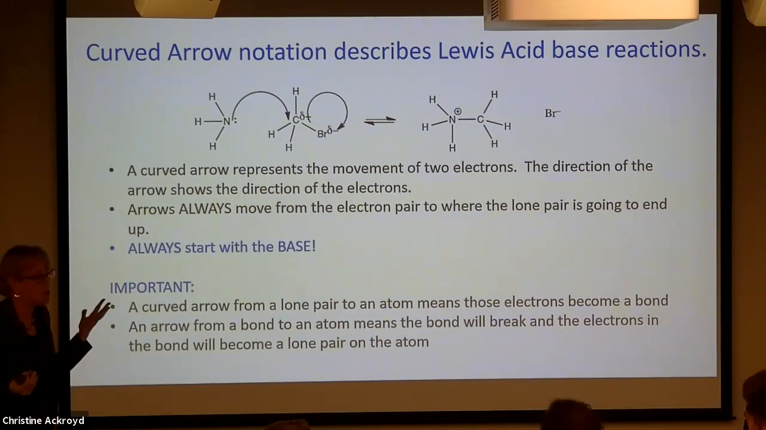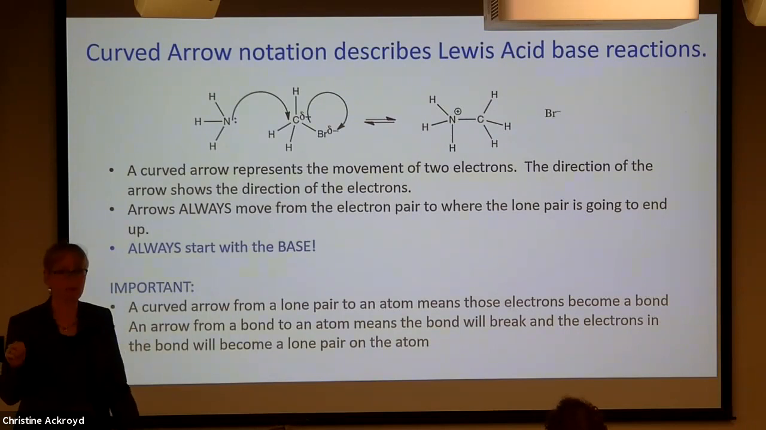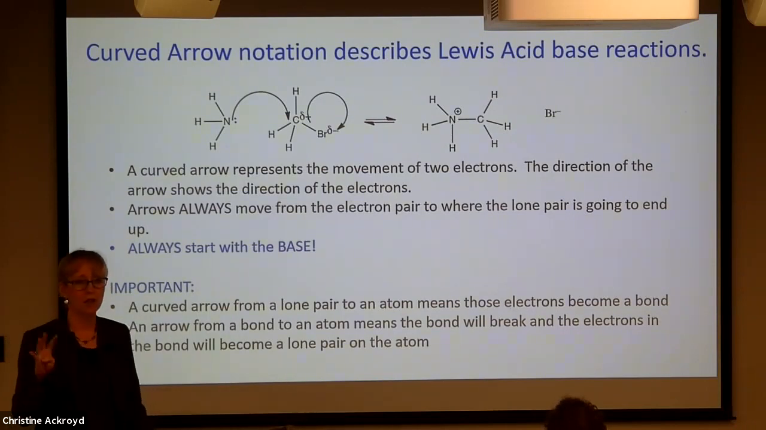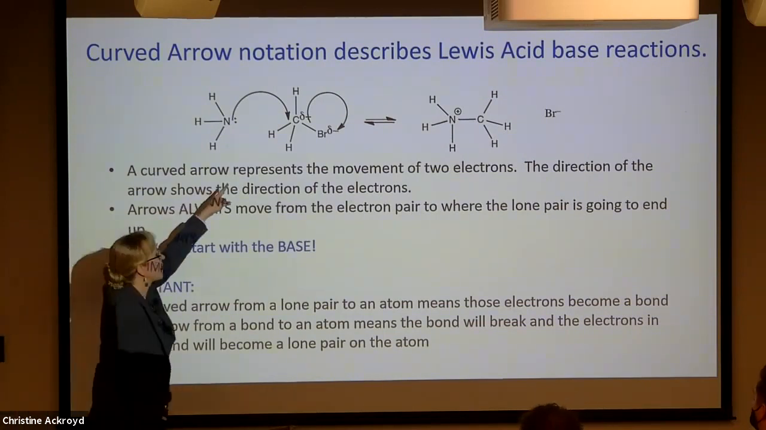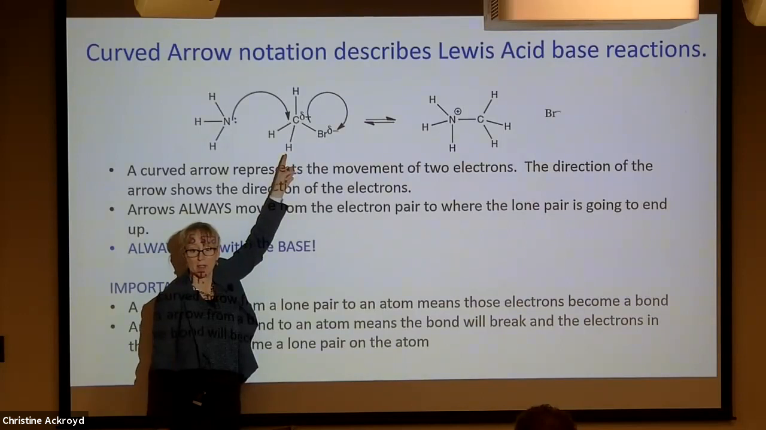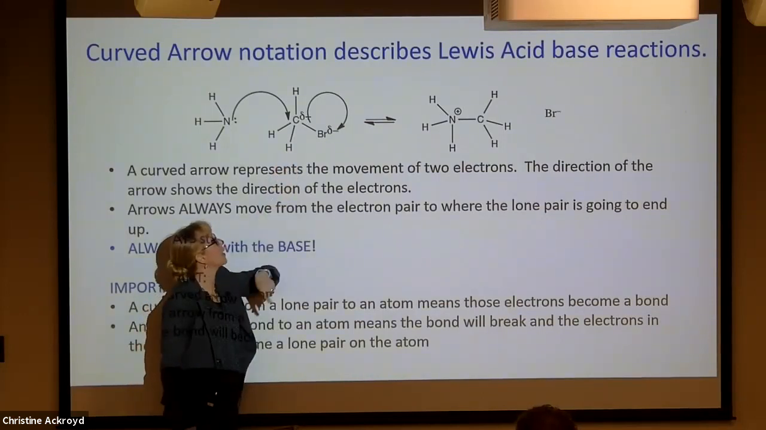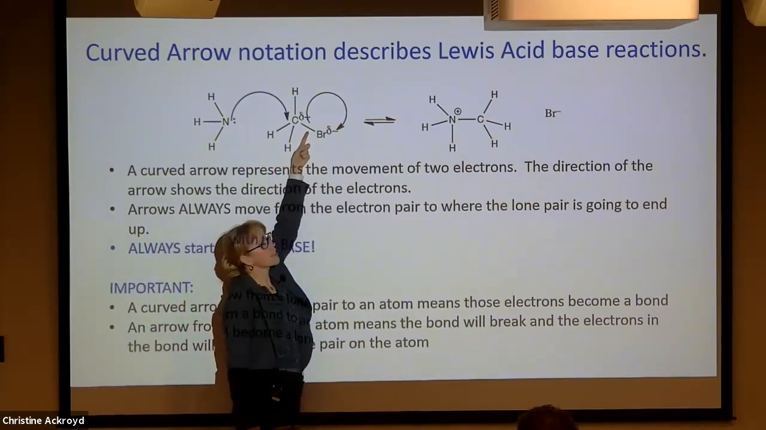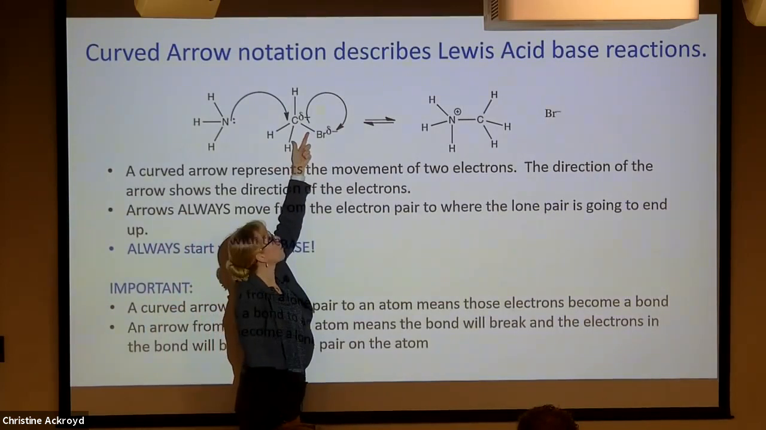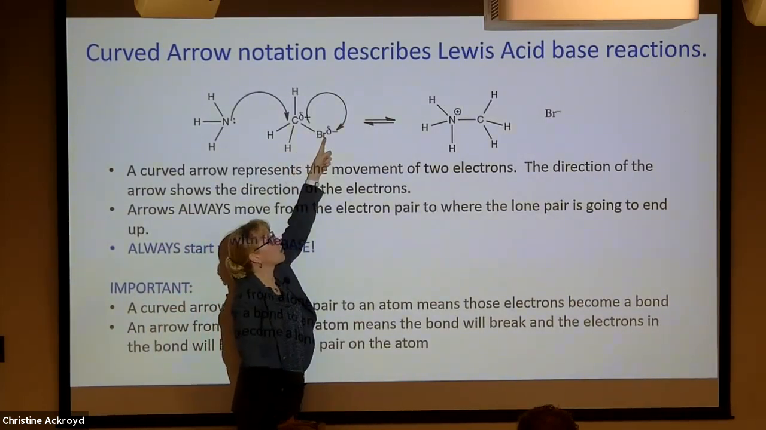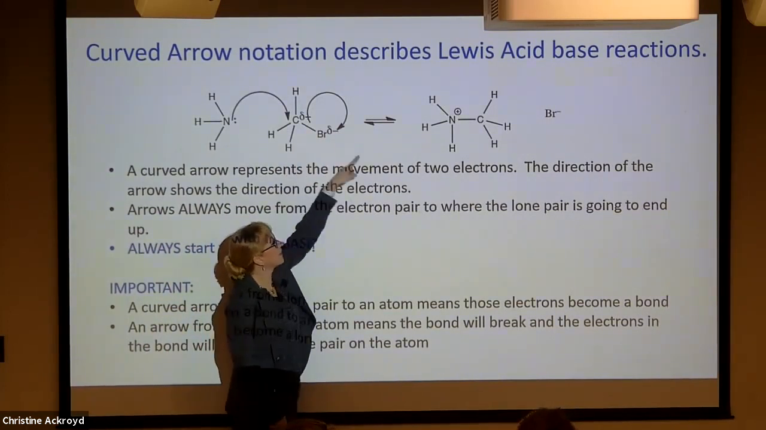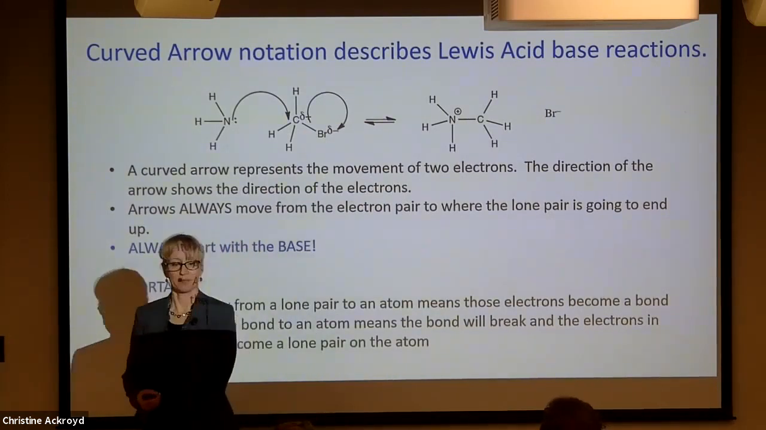Now this is a little more complicated because how many bonds can carbon form? Only 4. So here we have carbon with 4 bonds. If nitrogen makes a bond to carbon, that would be 5 bonds. So what has to happen? Break a bond. So the electrons that are in this carbon-bromine bond, that bond breaks and the electrons go to the bromine, or bromide. So what happens? The bond breaks.